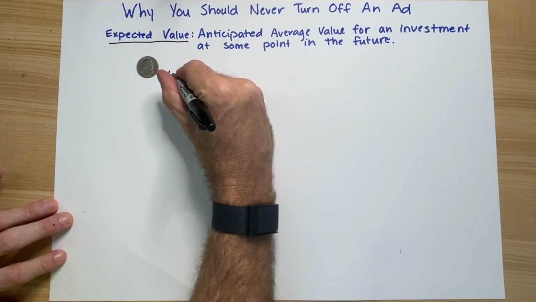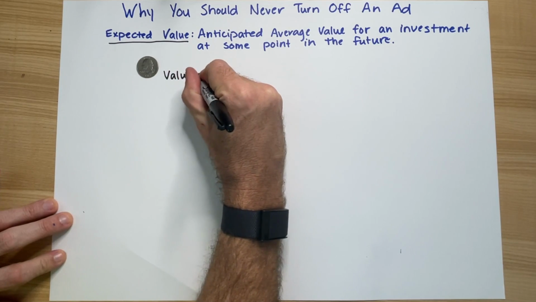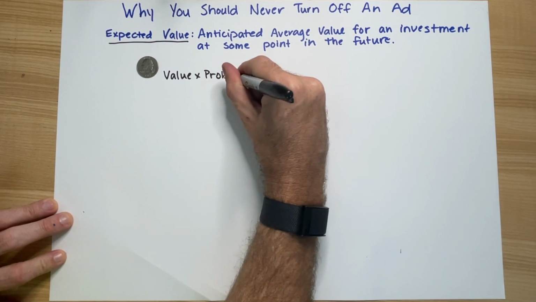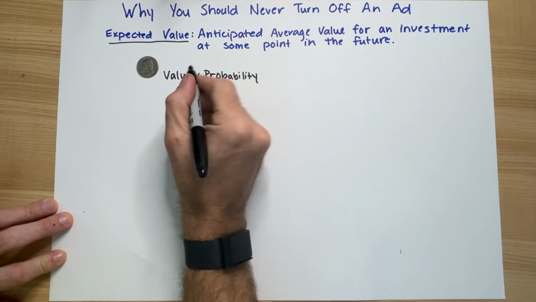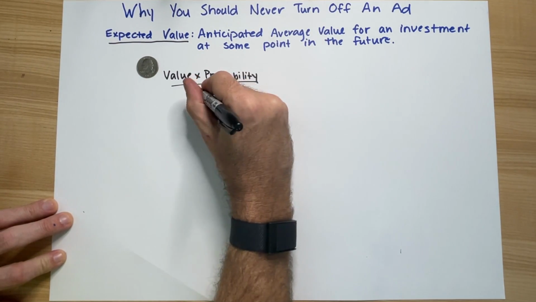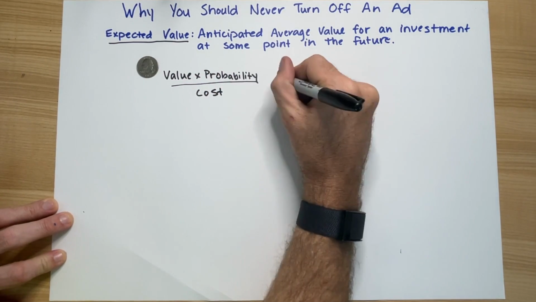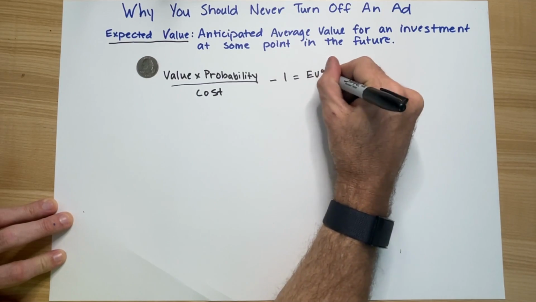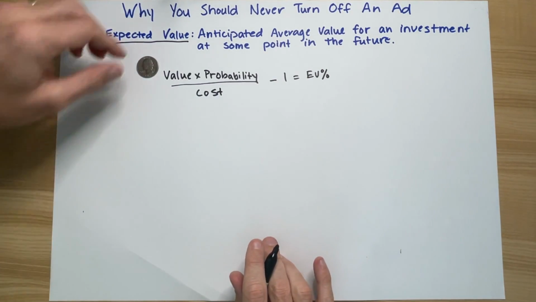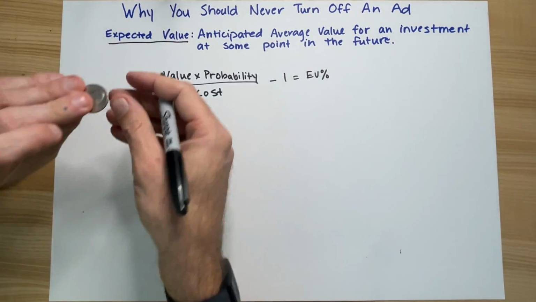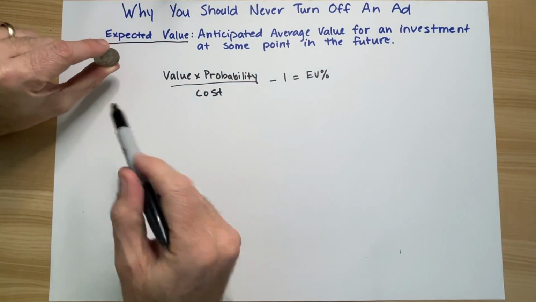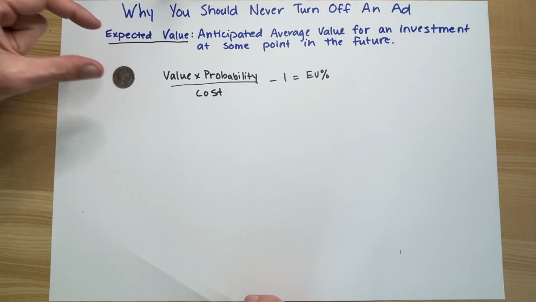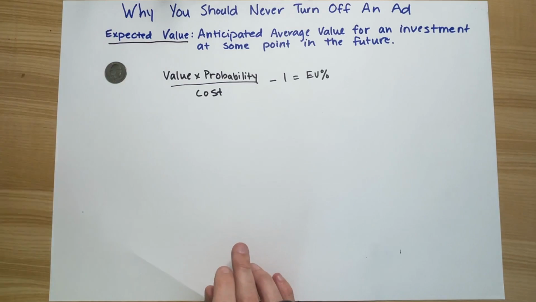It's going to say that value, okay, times probability over cost minus 1 equals expected value expressed as a percentage. Okay. So we're going to use our friend, the coin, and we're going to come up with a betting model to evaluate the investment opportunity of making a bet on flipping heads or tails on this coin. Very simple one that we all understand the probability of.